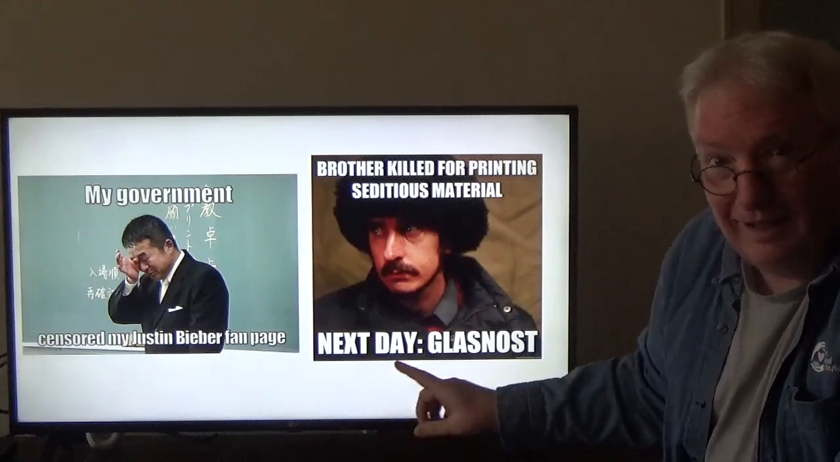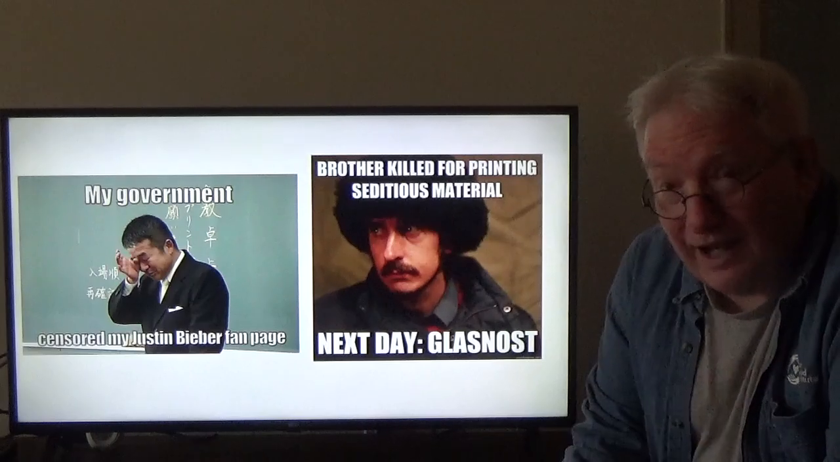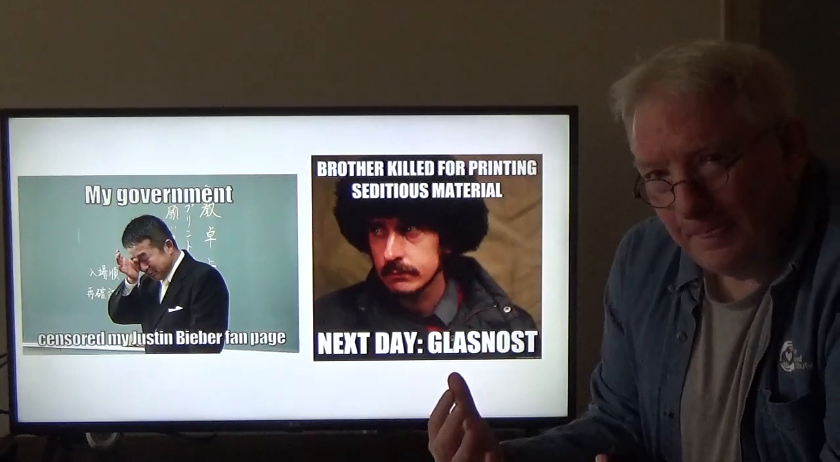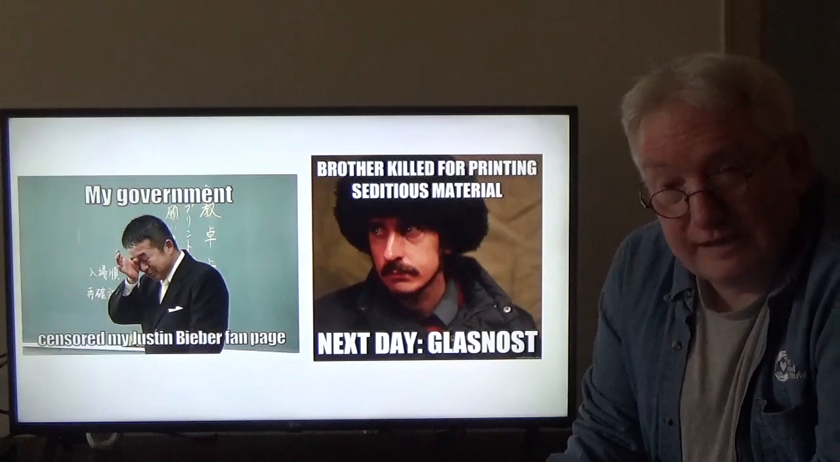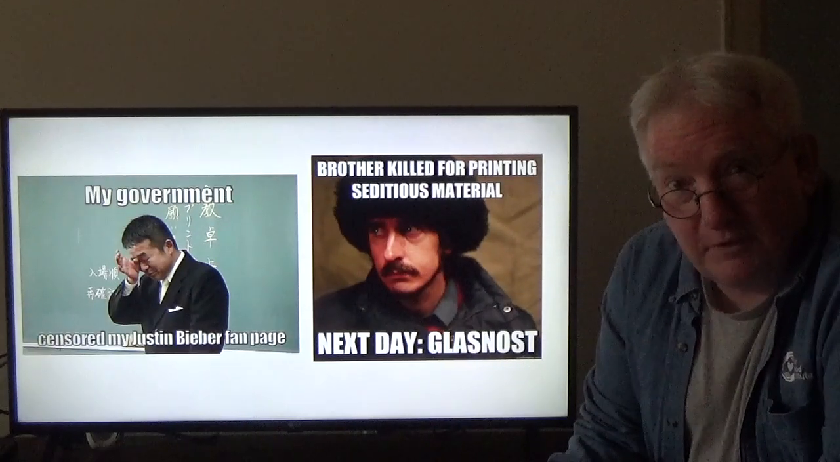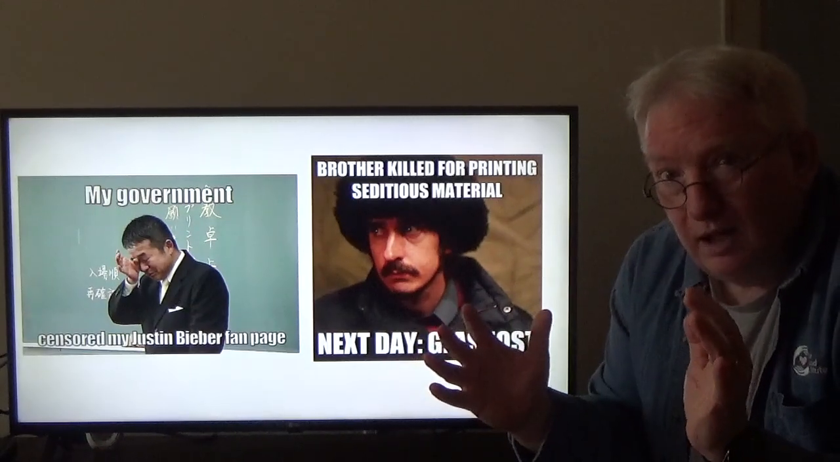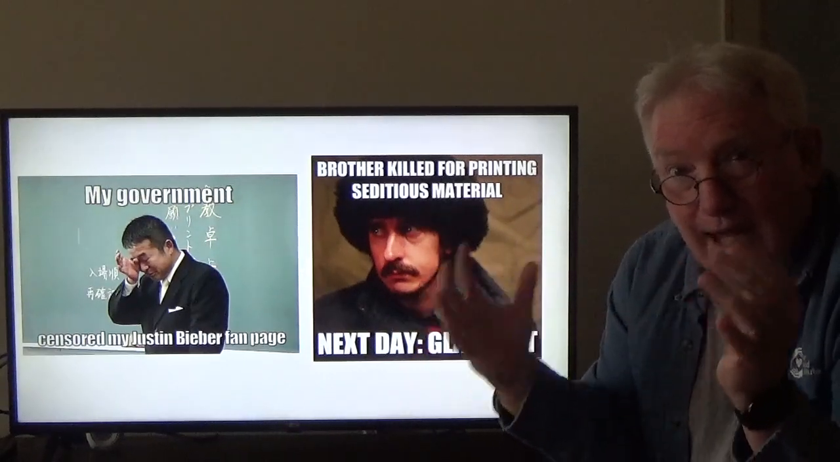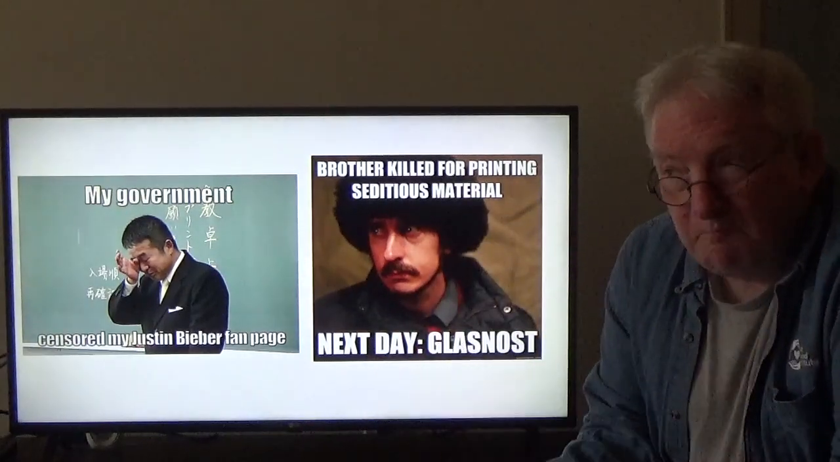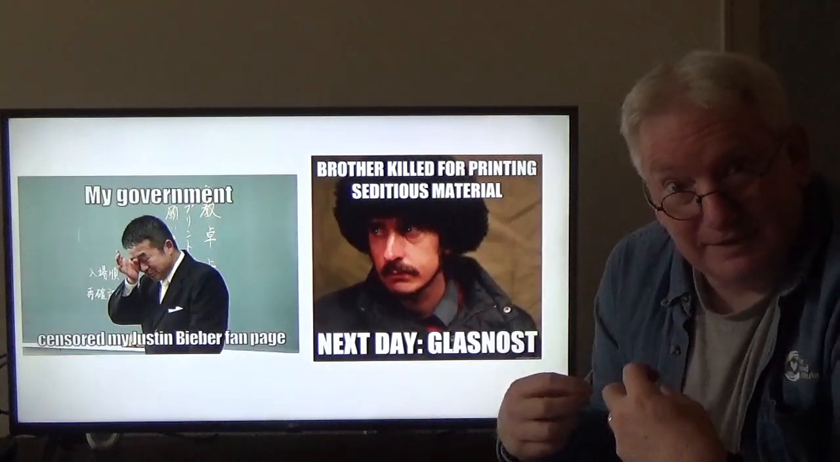So this word glasnost, 1985, 1986, for lack of better words, the president of the Soviet Union, his name was Mikhail Gorbachev, and he came up with this new idea called glasnost. And he says, we're going to have this openness, glasnost and perestroika, openness, and we're going to start allowing people to have freedom of speech, and we're going to start bringing in some capitalist ideas.